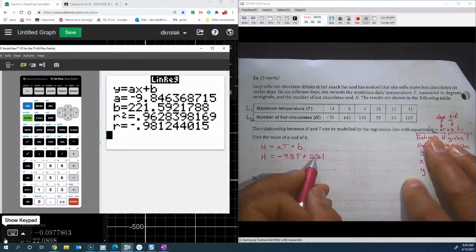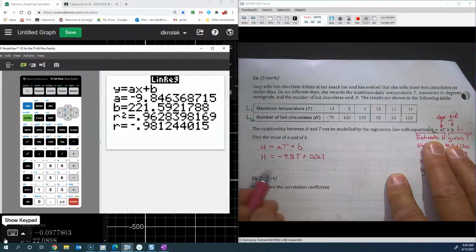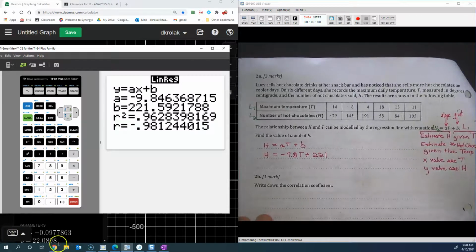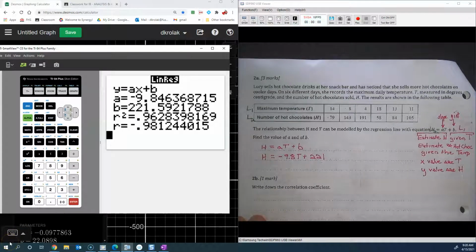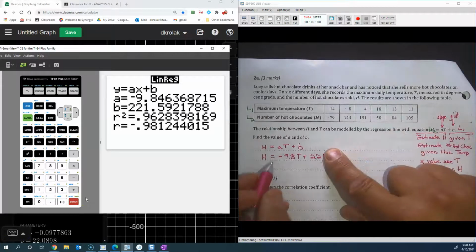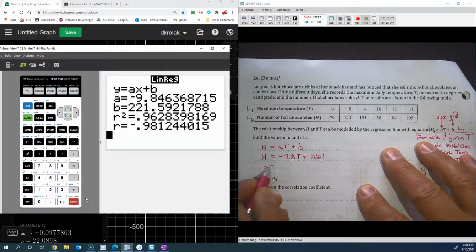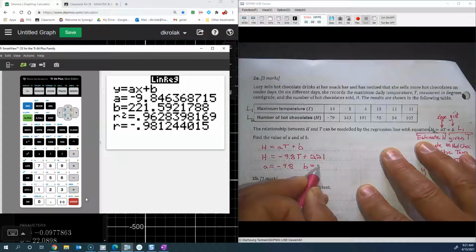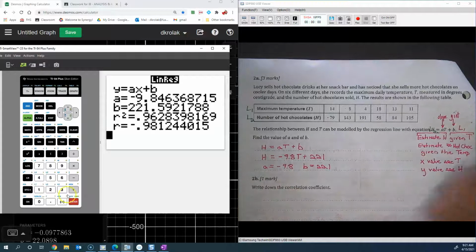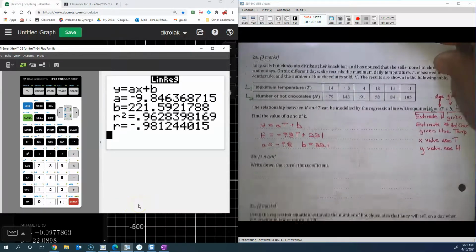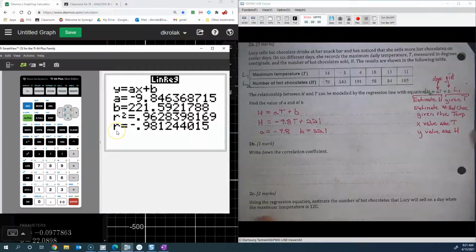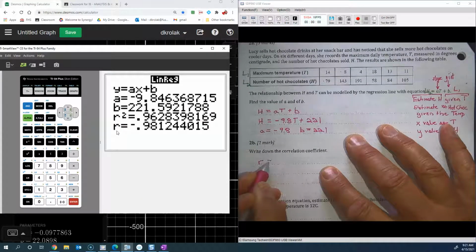So that's my equation. When it's saying the value of A and B, that's what you'd actually be answering here. A is negative 9.8 and B is 221. Then it says mark down the correlation coefficient. Well, that's R. So that's already done: negative 0.981.